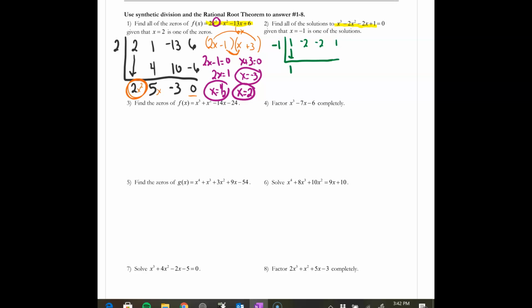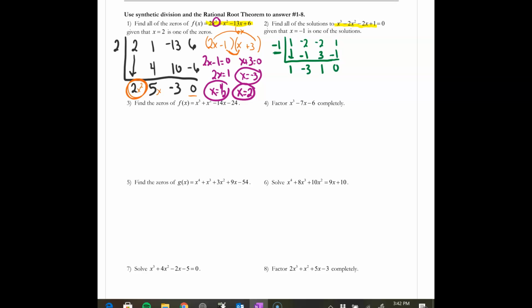So first I'm going to bring this 1 down, and then I start multiplying. So remember, the number on the left side of the outside of the box is what I use. So 1 and -1 is -1, and I add those up. And then I'm going to take this -3 times this -1, which I've underlined, which is 3, add the next column up, and then I'm going to take 1 times the -1, get -1, and I should get 0.